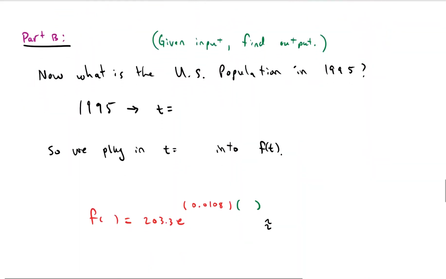All right, so here's our second of the 3 types of classic questions. This one is, we are given an input and we've got to find an output. Remember, this was the easiest of the 3 types. So that's awesome. We always like the ones that move quickly, right? It says, now that we have a model, what is the US population in 1995? So 1995, what is that in terms of our t?